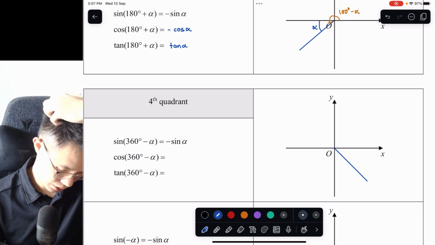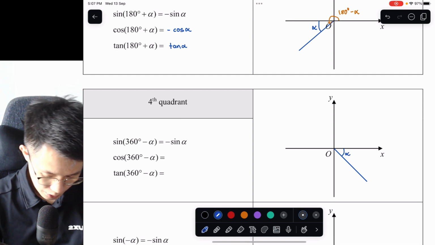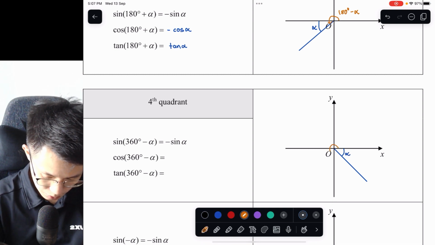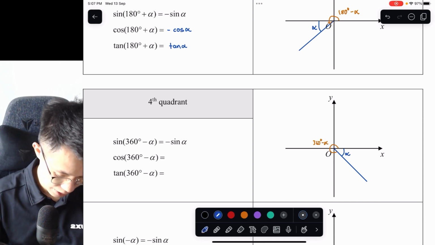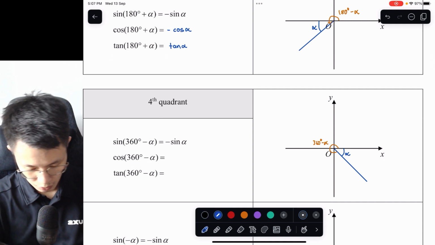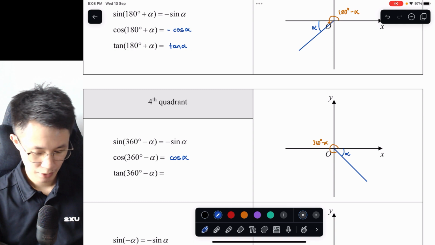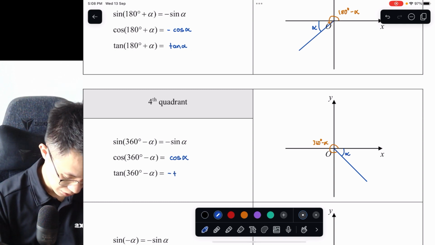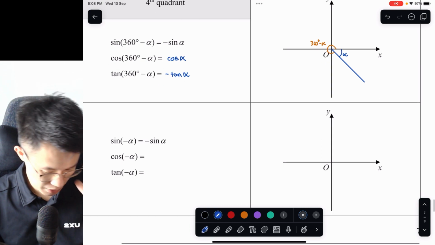Now we have the basic angle here, which is alpha. This is alpha, and we're talking about the angle from here all the way to here, and this is 360 degrees minus alpha, and ASTC. So the cosine of this angle will simply be the cosine of the basic angle. And last but not least, this will be negative, because it's in the fourth quadrant. Last but not least, we have negative angles.